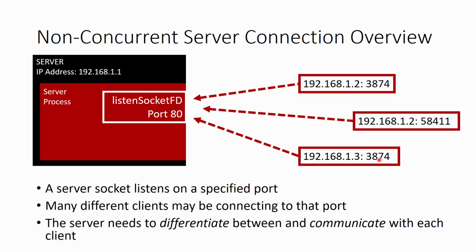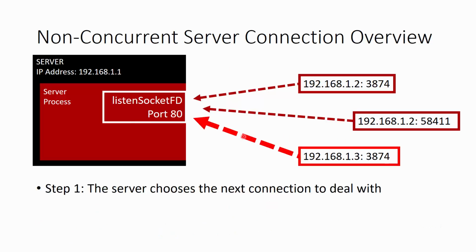Here we have an IP address 192.168.1.3, so it's a totally different IP address, which generally means a different machine, a different host, but it has the same port as this other one. So the server socket is going to listen on a specific port, and many different clients will be connecting to that port. The server has to be able to differentiate between these and communicate with each one as needed.